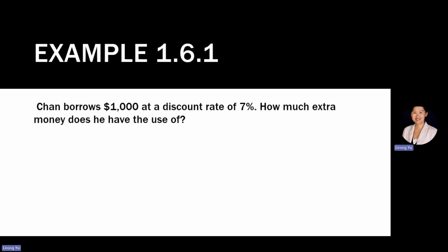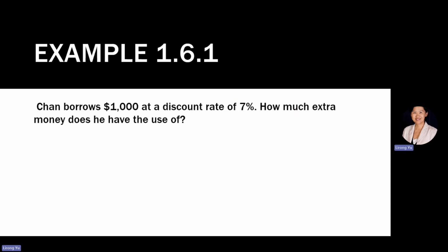So at time 0, he borrowed $1,000, and immediately he was asked to pay that $70. So essentially, he's receiving $930 at time 0. That's really our answer. The extra money he can use is $930 instead of 1,000. Even though he said he borrowed 1,000, he actually only had $930. Any question?